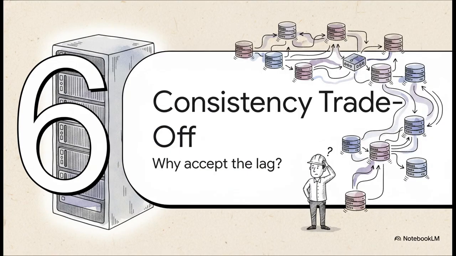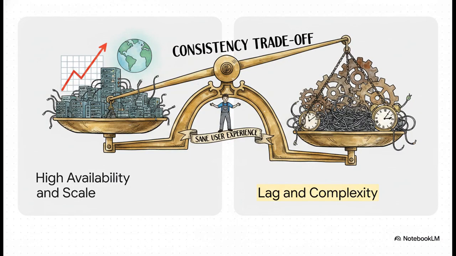Section 6, the consistency trade-off. After all of this, why do we even put up with replication lag? So, the crucial point is, you might be asking yourself, why do engineers accept these massive headaches instead of just using a single perfectly synchronous node and avoiding all these anomalies entirely? Well, it all comes down to a fundamental trade-off. We gain incredible benefits, high availability, and massive read scalability. But the costs are replication lag and major engineering complexity.